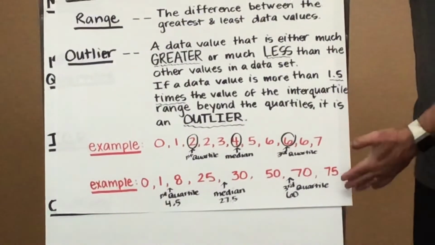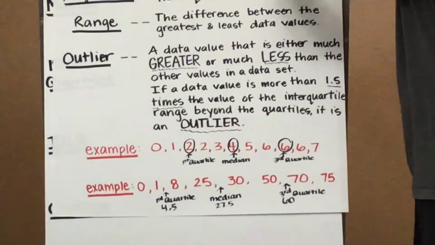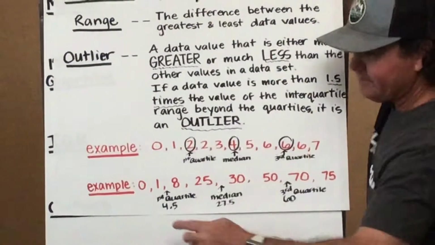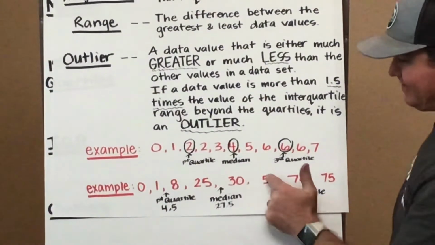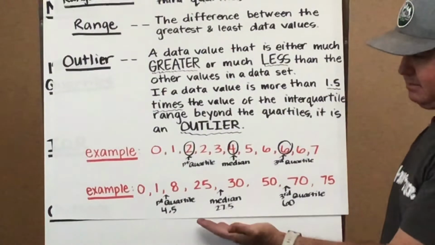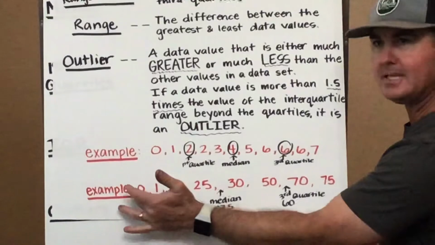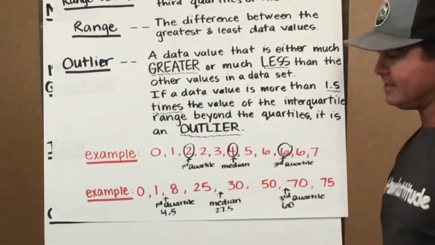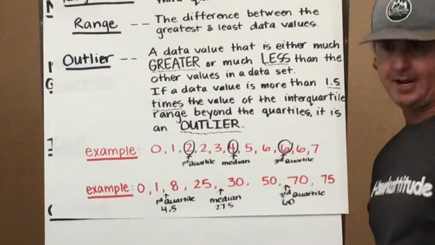Okay, example number 2 is a little bit harder because it has a different number of data pieces. So we have 1, 2, 3, 4, 5, 6, 7, 8. So where's our median at? Our median is in between 2 numbers. Can you see that? 4 pieces of data to the left, 4 pieces of data to the right. So it's in between 25 and 30.